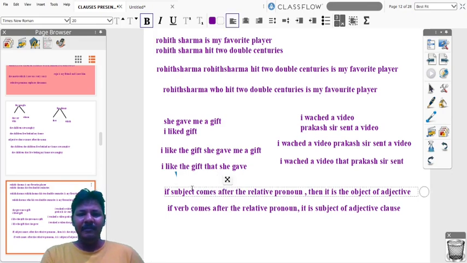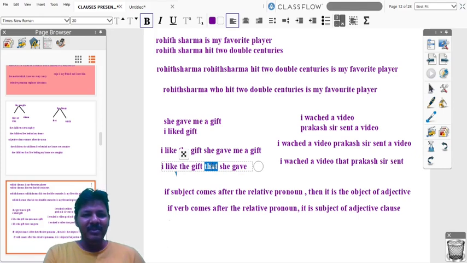Let me explain this point one more time. If a subject comes after the relative pronoun, then it is the object of the adjective clause. See here in this example, "that" is the relative pronoun, and immediately after it we have a subject, "she." Whenever a subject comes after the relative pronoun, the relative pronoun acts as the object of this clause, friends. You should remember this point and note it.